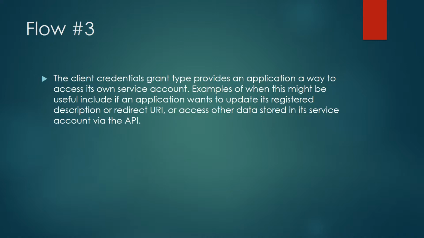The client credential grant type provides an application a way to access its own service account. Examples of when this might be useful include if an application wants to update its registered description or redirect URI, or access other data stored in the service account via the API.